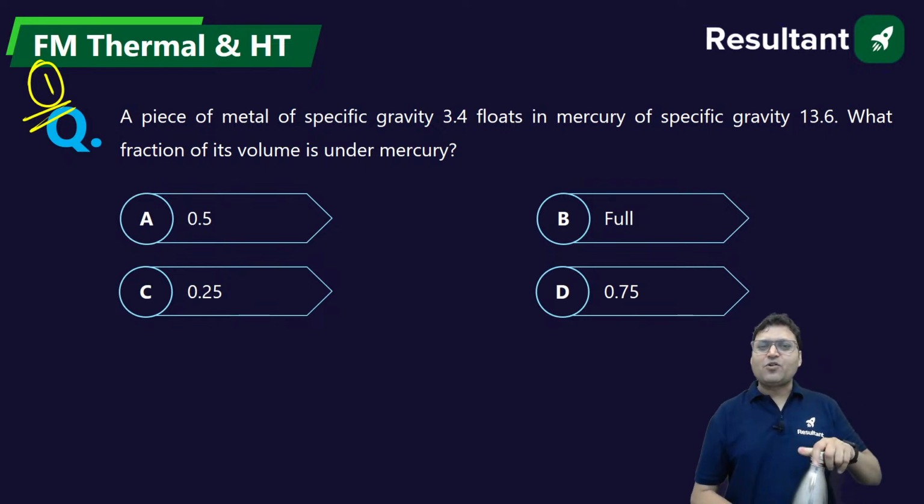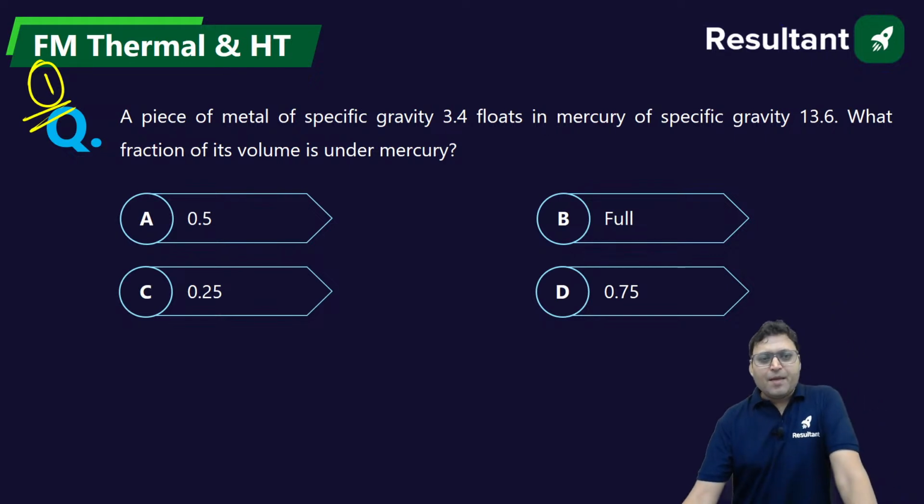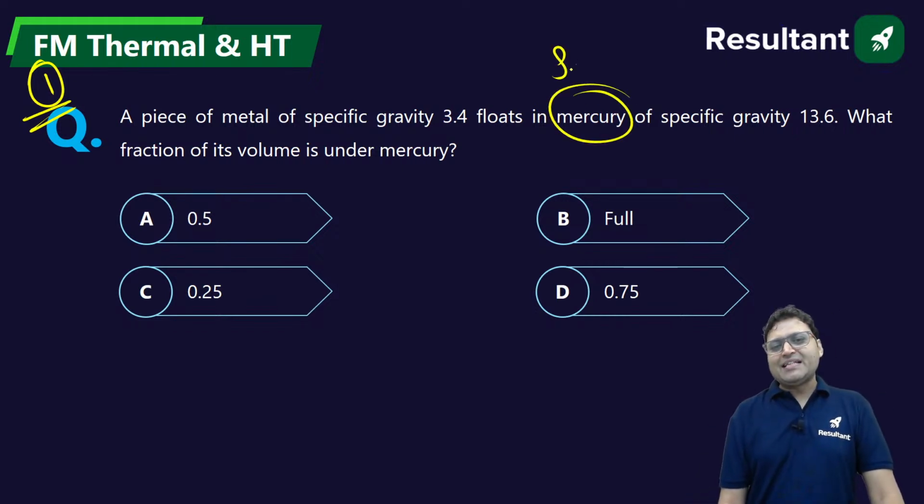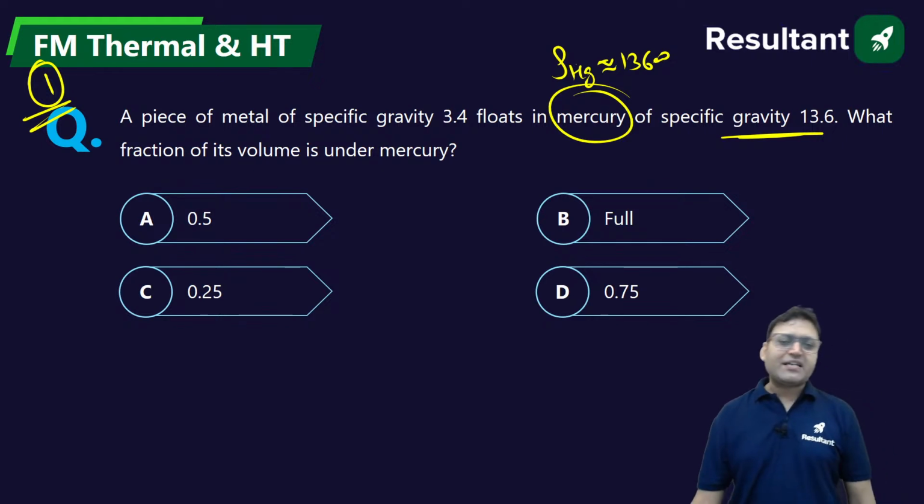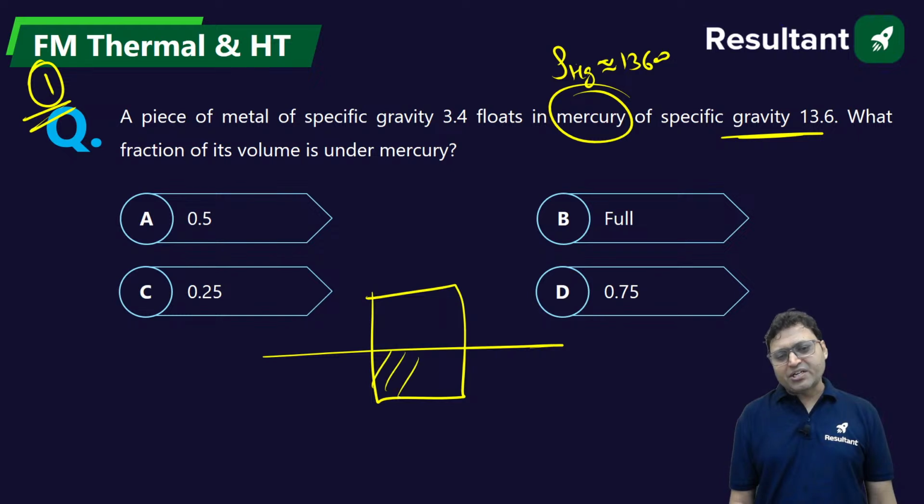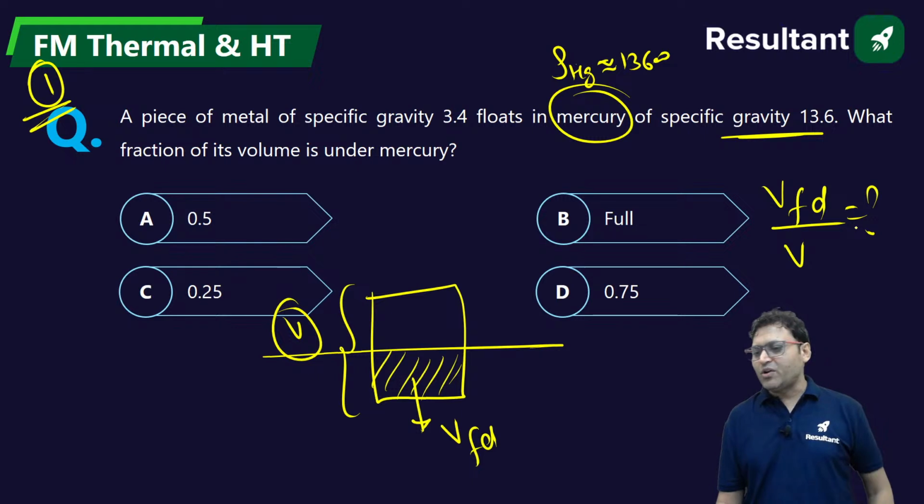The question is from buoyancy and flotation. A piece of metal of specific gravity 3.4 floats in mercury. The fluid is mercury and density of mercury is around 13,600. It is given, specific gravity is given as 13.6. What fraction of its volume is under mercury? There is a metal block, some portion is under mercury. Let me call it the volume of fluid displaced, VFD. Total volume is V. How much is the value of VFD by V? What will be the answer?